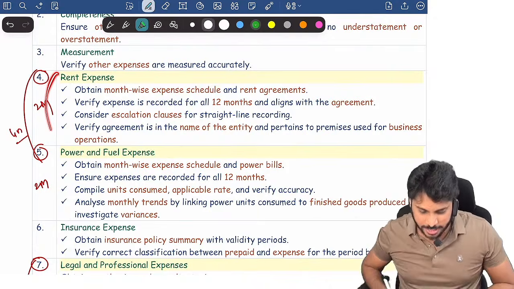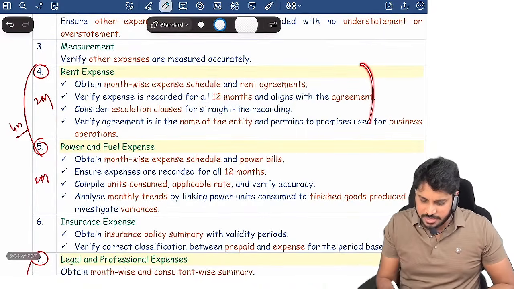Please be careful. Now look at rent. How do you verify rent? How do you verify the rent? Very simple, sir.